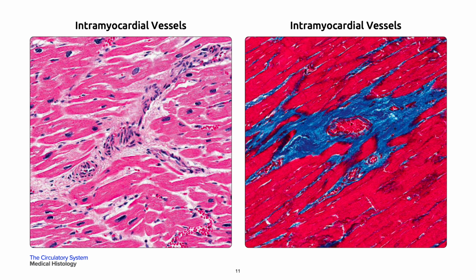On your right, the trichrome staining highlights the collagenous connective tissue surrounding your intramyocardial vessels. Note the absence of collagenous fibrosis between the myocytes where no vessels are seen.